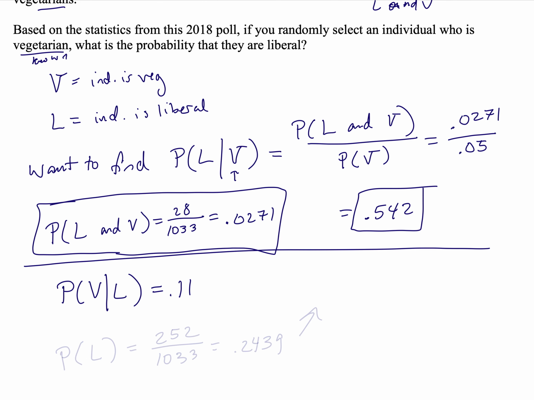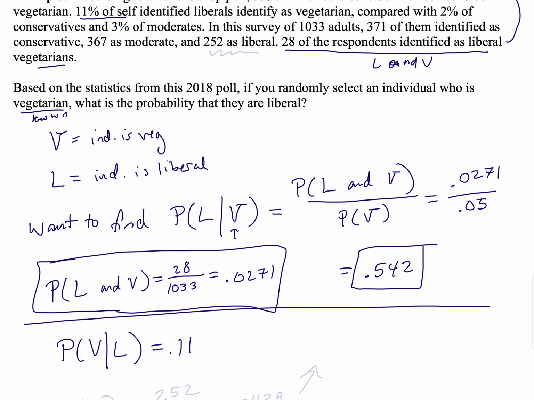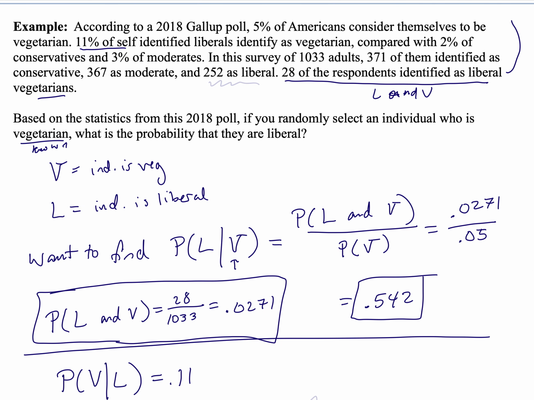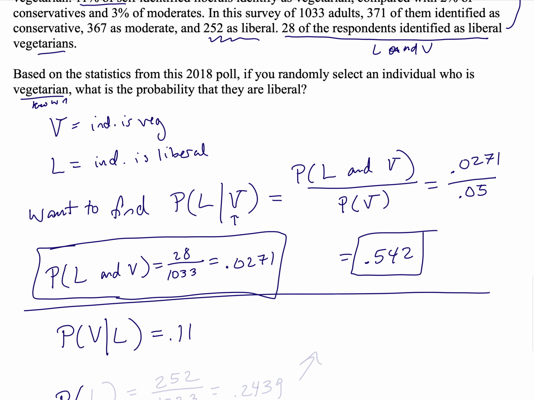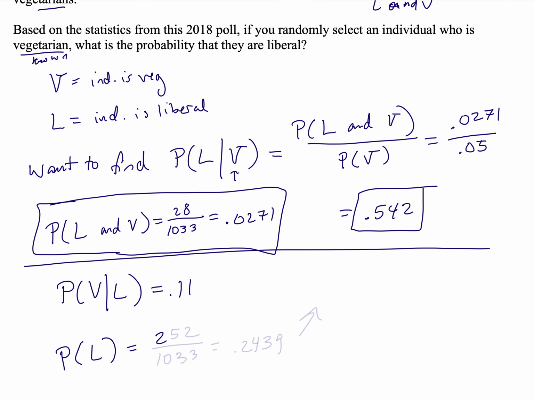Another thing you might have thought to use would be, say, the number of people who happen to be liberal in this survey. That would just be P of L in this survey. So 252 people in the survey out of the 1,033 identified as liberal. And so that would be 0.2439, which we didn't happen to need to use for this problem. So it was just extra information in this case.